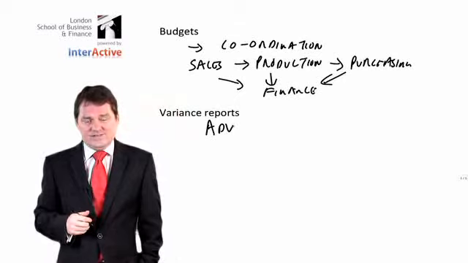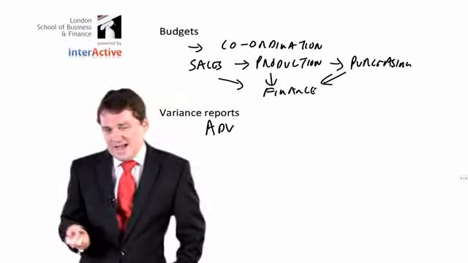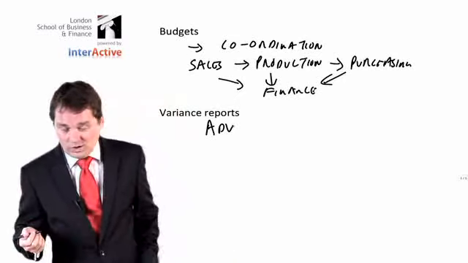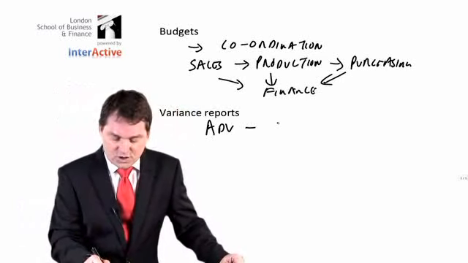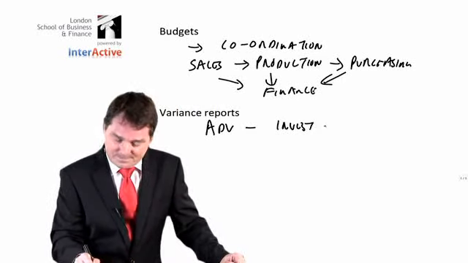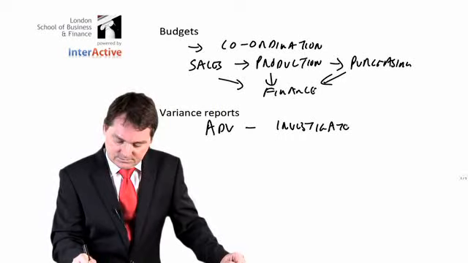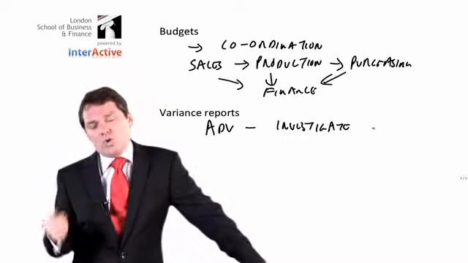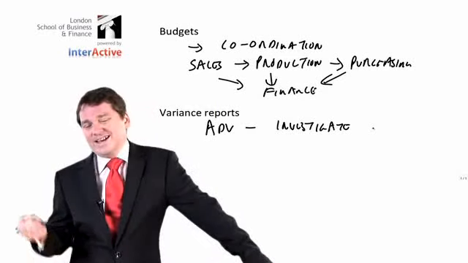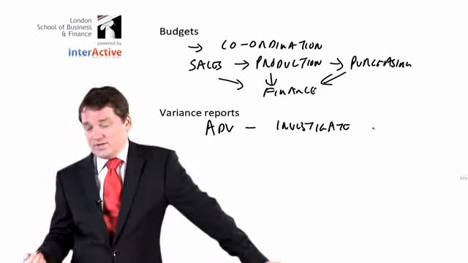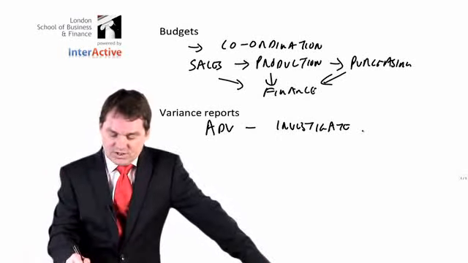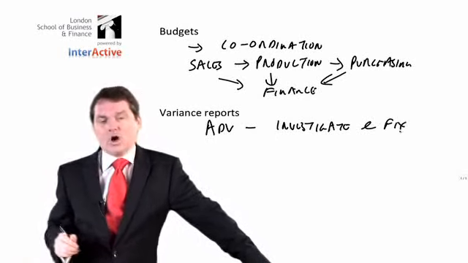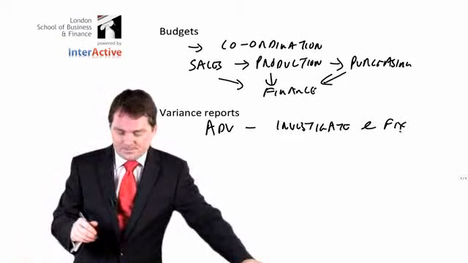If you have an adverse variance, and again, if you've not done F2 yet, that simply means something's gone wrong. If you've got an adverse variance, you can investigate it. You can try and find the reason for it. If you don't know something is going wrong, you can't fix it. You don't even know to look for anything. So an adverse variance, investigate, and hopefully try and fix it somehow.